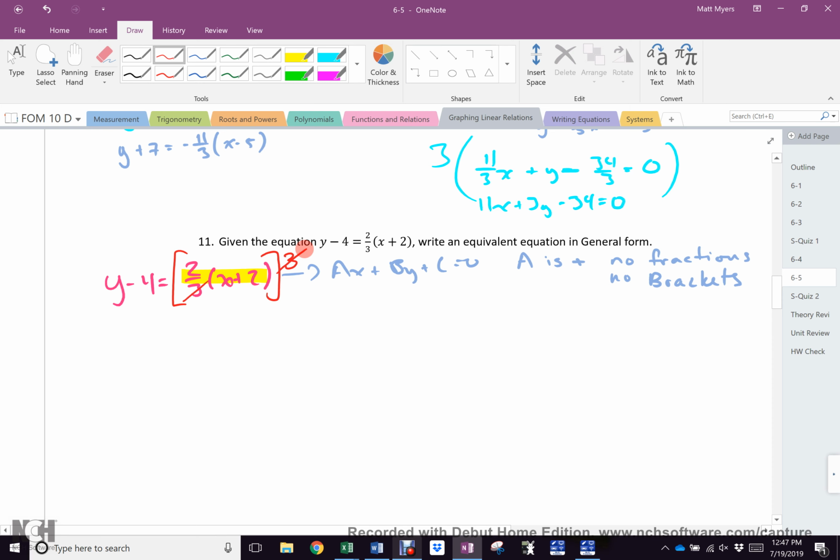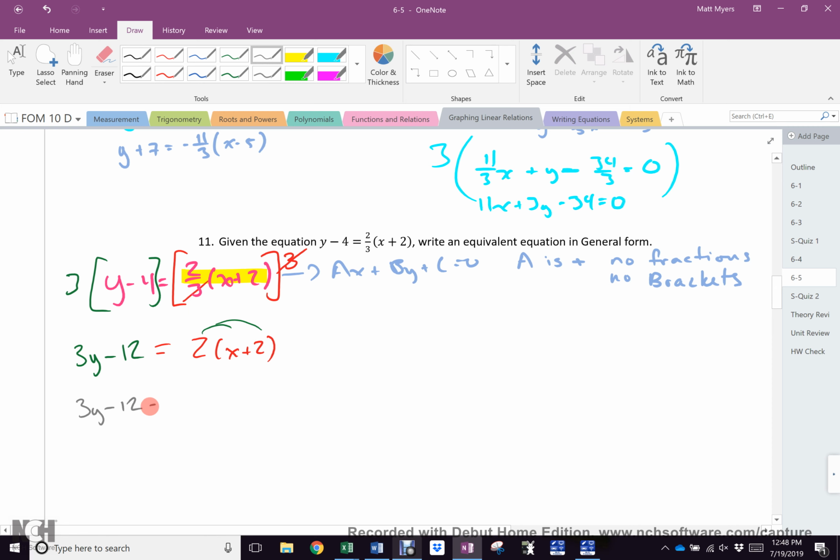So, what happens to that 3 and that 3? They're gone. But I have now changed the right-hand side of the equation. What must I do to the left-hand side? I must multiply by 3. What's 3 times y? Minus 12. Now, am I very close to general form? I've gotten rid of the fraction. All I got to do is distribute that 2, right?